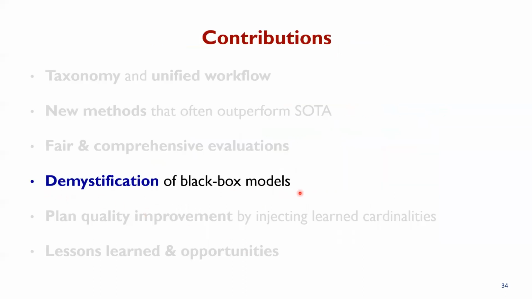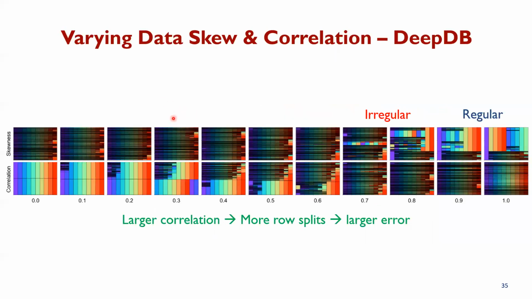And we demystify this black box model. We also use synthetic single table datasets with varying skew and correlation. In the first row, the skew increases, and in the second row, the correlation between the attributes increases. At medium to high skews, these medium size and irregular regions increase the error, and at higher skews, these large size and regular regions decrease the error.